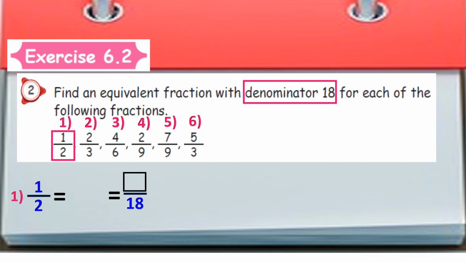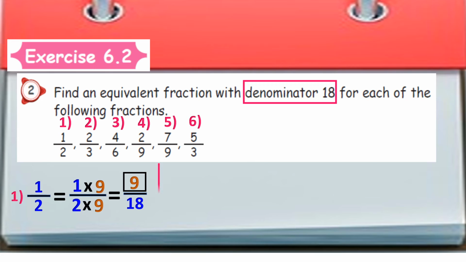Then as usual let us move. So 1 by 2. Here 2 and 18 are the connecting clue. Okay. So if I multiply with 9, 2 9s are 18, isn't it? So if I multiply with 9, I will get this answer. So on the numerator also I am going to multiply with 9. So 1 9s are 9. So 9 by 18 is the equivalent fraction for this 1 by 2. Is it easy? Yes, sure it's easy.